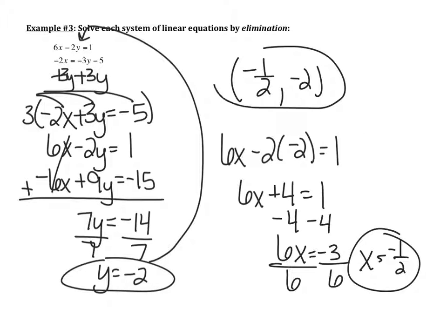So here, I would definitely not want to use the graphing method because it would be hard to precisely estimate that the two lines intersected at negative 1/2 and at negative 2, since we got a fraction.